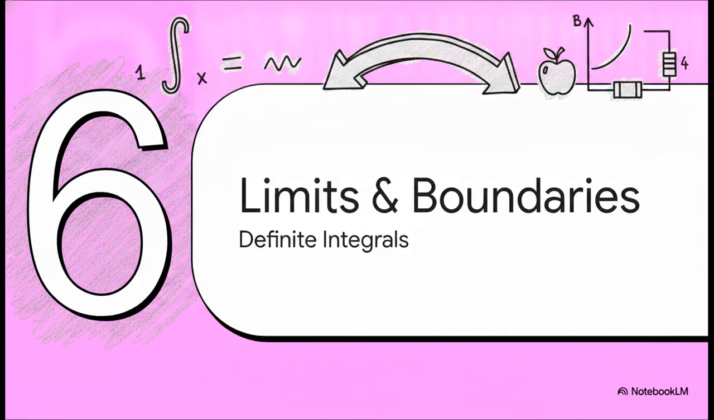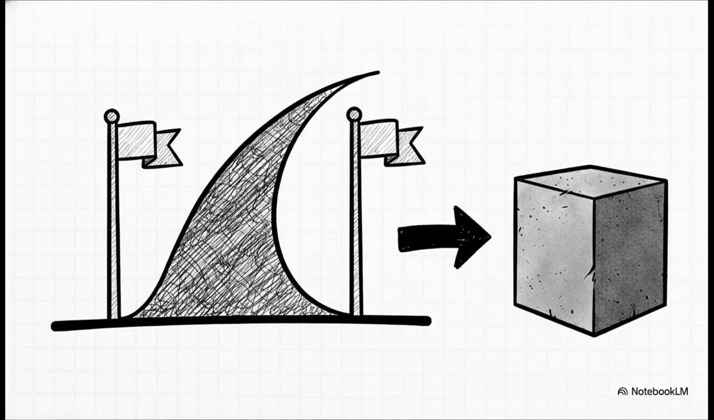Finally, Section 6, Definite Limits and Boundaries. Let's finally bridge the gap between abstract math and real-world physics answers. Up until now, we've only really looked at indefinite integrals, which give variable answers, like x cubed over 3. But in physics, we usually aren't looking for an algebraic expression, are we? We want a specific, concrete number. We're adding things up from a specific starting point to a specific ending point.